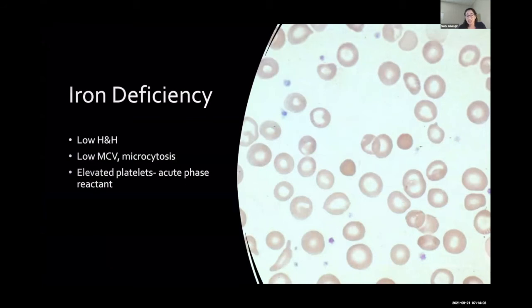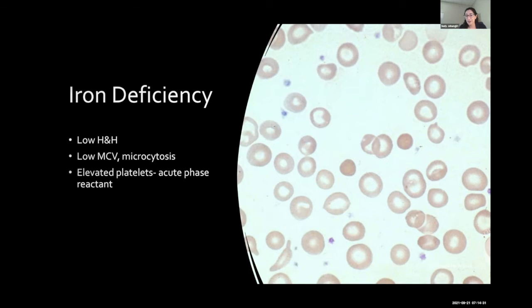Laboratory-wise, in iron deficiency, you can see anemia if it's progressed to the point where it's impacting the hemoglobin and hematocrit and making those decrease. You can also see the microcytosis, though you don't have to see it, so it's not a requirement for diagnosis. And sometimes you can see platelets being elevated as well. They can be elevated both as an acute phase reactant and just because of the iron deficiency.